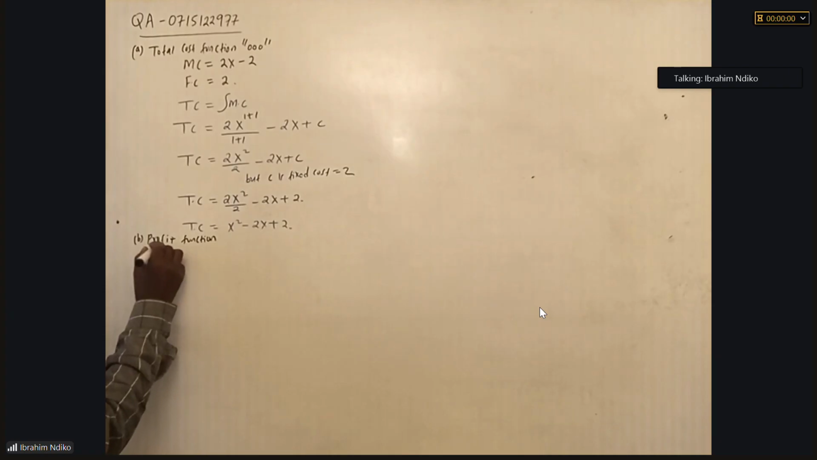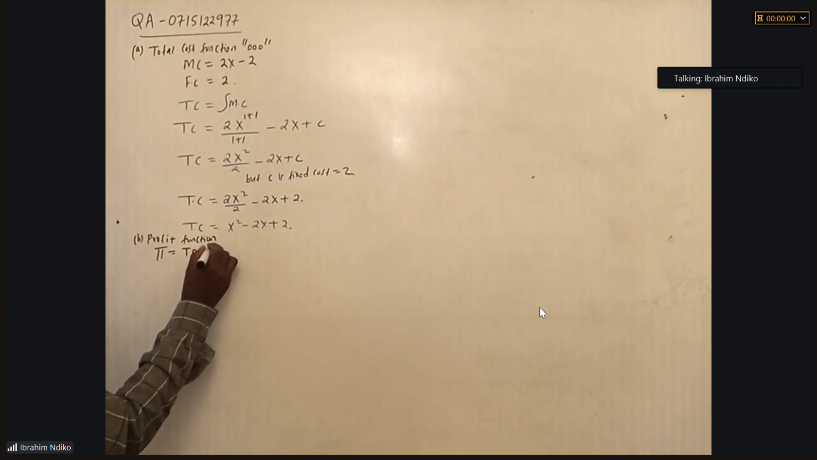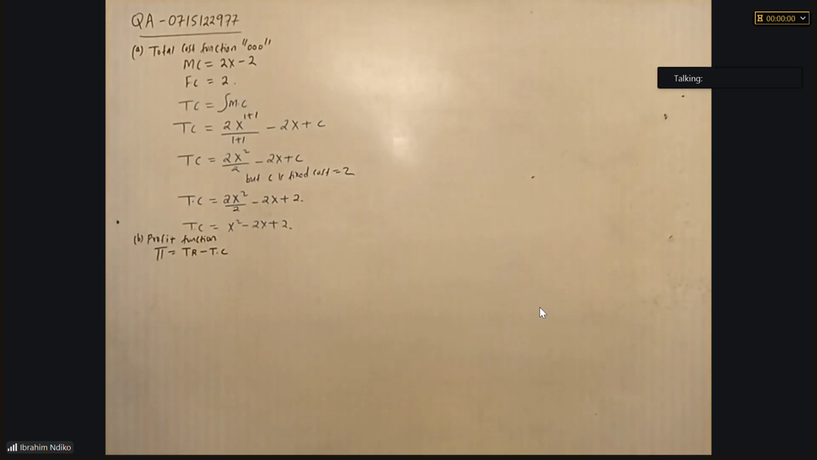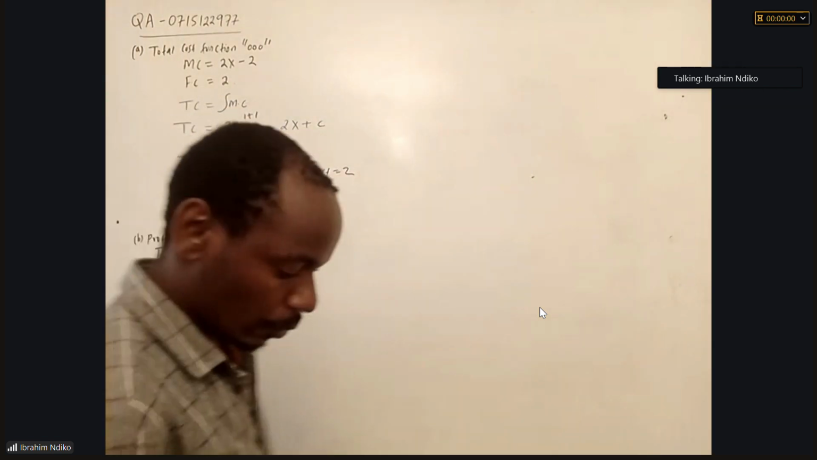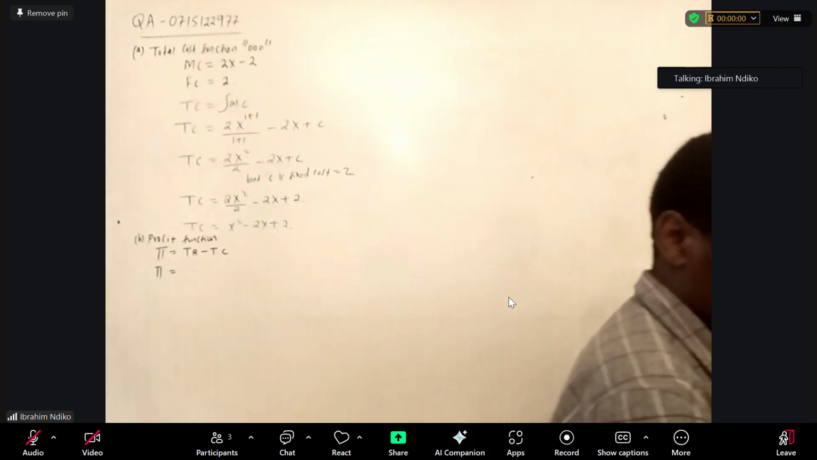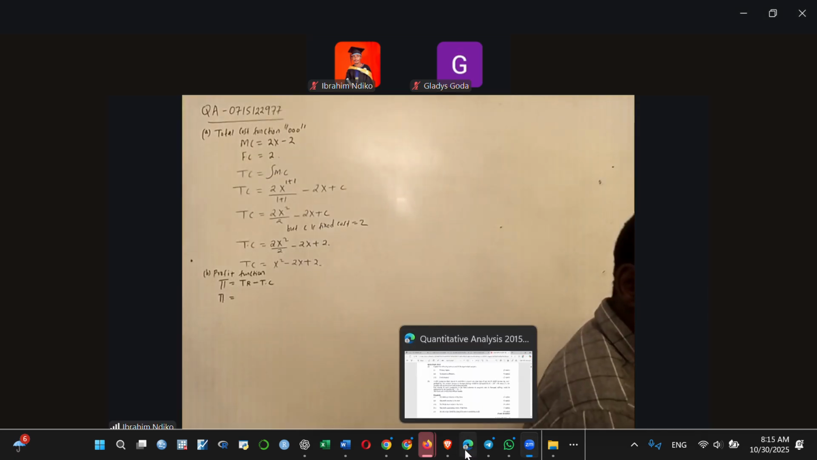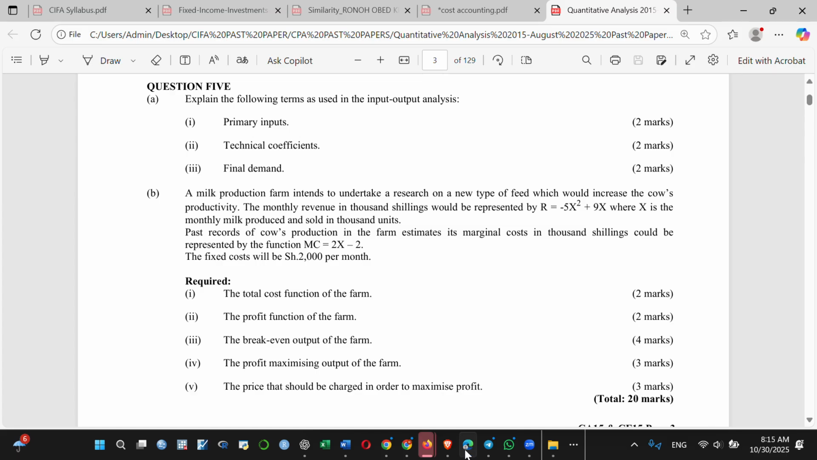So profit function is equal to total revenue minus total cost. So our total revenue, we have it in the equation. Our total revenue is minus 5x squared plus 9x. That is our revenue function.